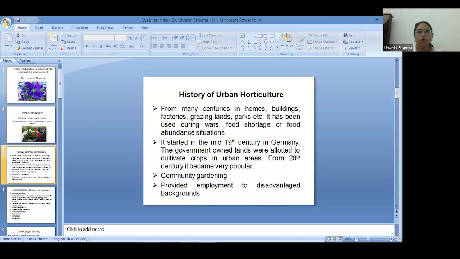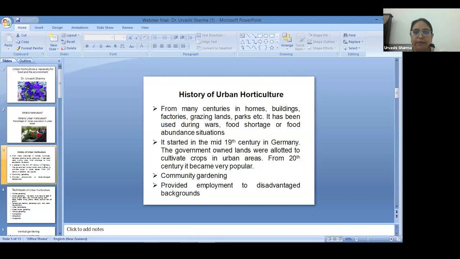Now, what is the history of urban horticulture? This has been used for many, many centuries. The plants were grown in buildings, gardens, factories, the parks were laid. The main concept started in the 19th century in Germany, where the government allotted lands for the cultivation of the crops, the useful crops, and that gives employment to the people. So it was good in that aspect.